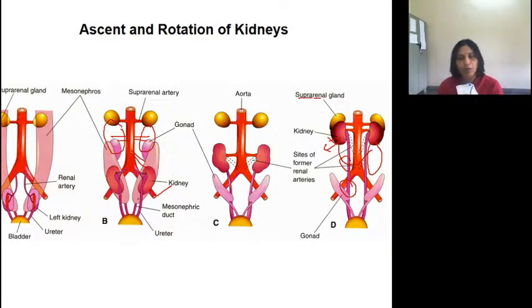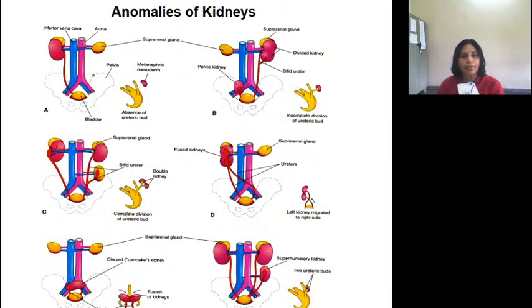So that's why we call it the urogenital system development. But for the sake of convenience, I have divided this into the urinary system and the genital system separately. So these are the different abnormalities associated with the kidneys.